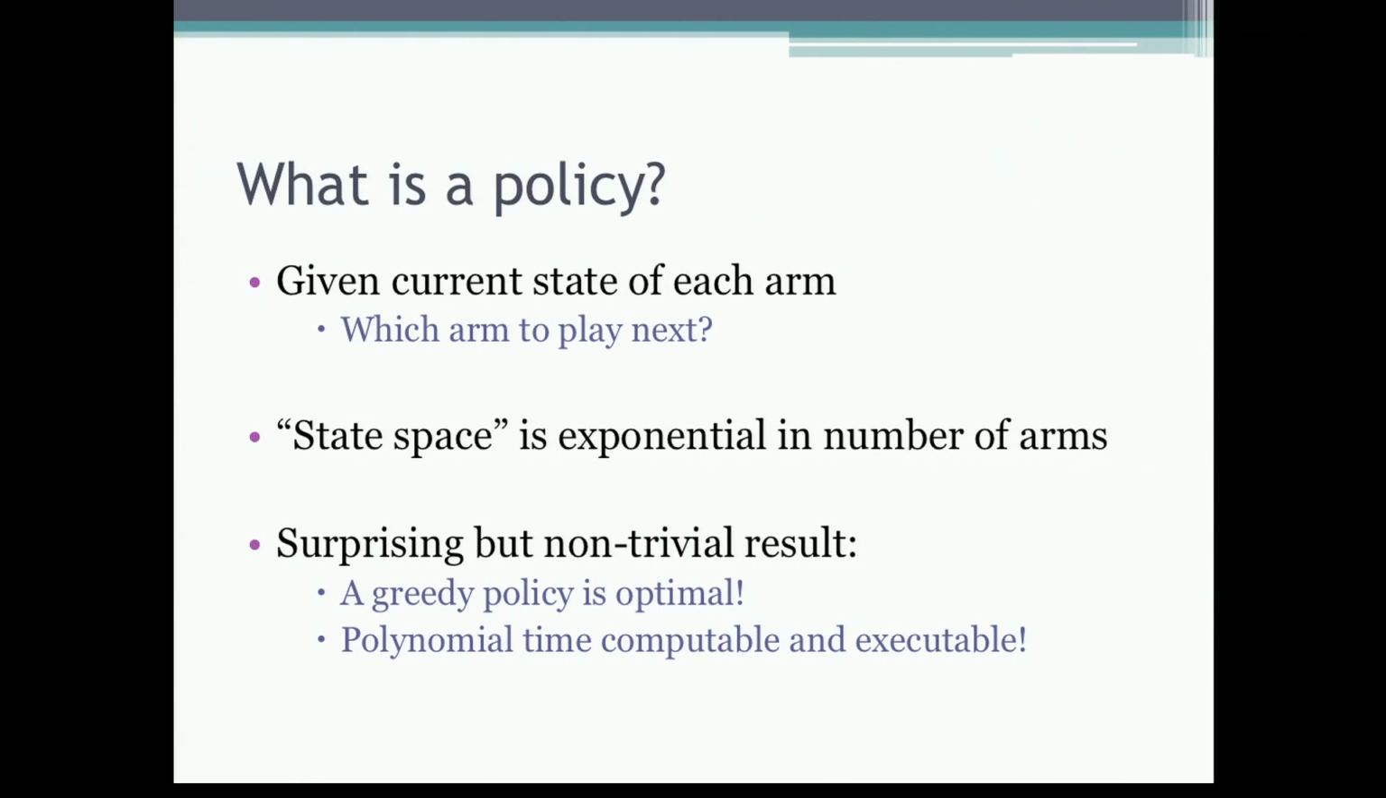Given that you have n arms, each arm is in some state, the decision of the policy is what arm should I play? You can solve it by dynamic programming. The only problem is that the number of possible states is exponential. At every time each arm is in some state, so the number of possible overall states is exponential in the number of arms, and for each of those I have to specify what action to take. So the non-trivial result is that there is a greedy policy that is optimal and it's computable in polynomial time. It's quite surprising that there's a greedy algorithm.